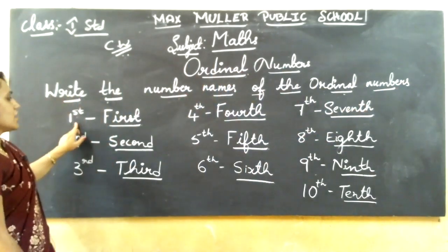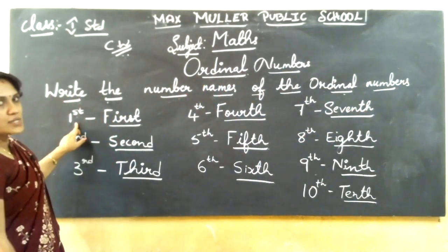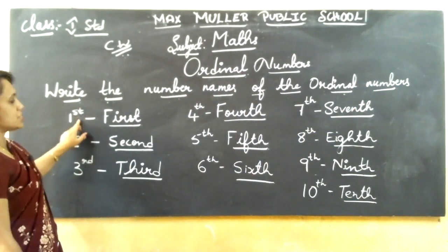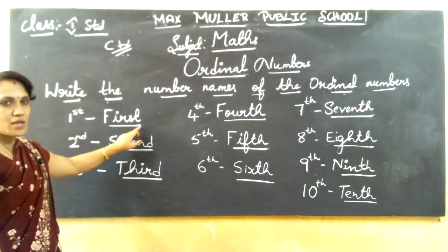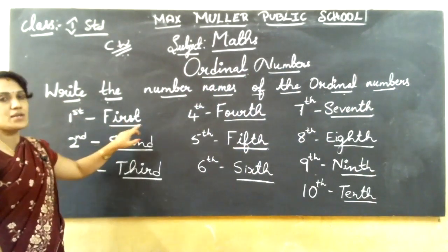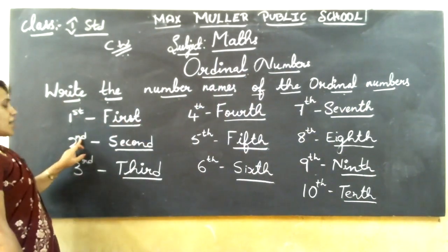Next, first. How should you read this? First. Adding ST here, no? So write first and read first. First spelling, F-I-R-S-T, first. Then second. Add ND here.